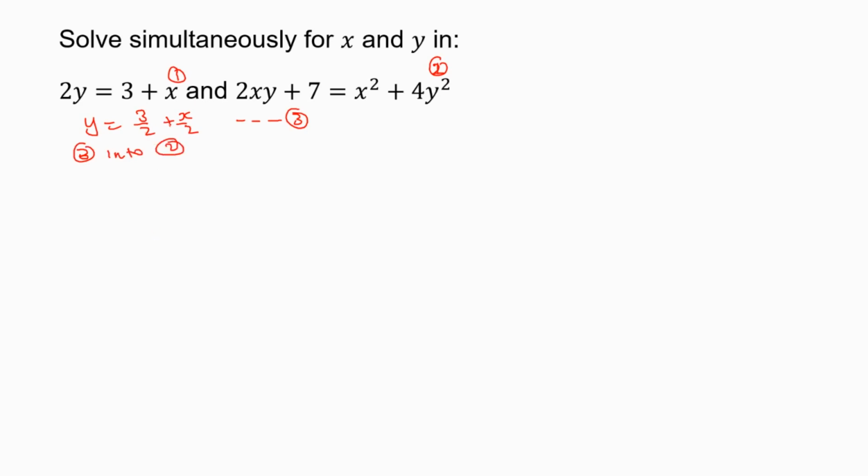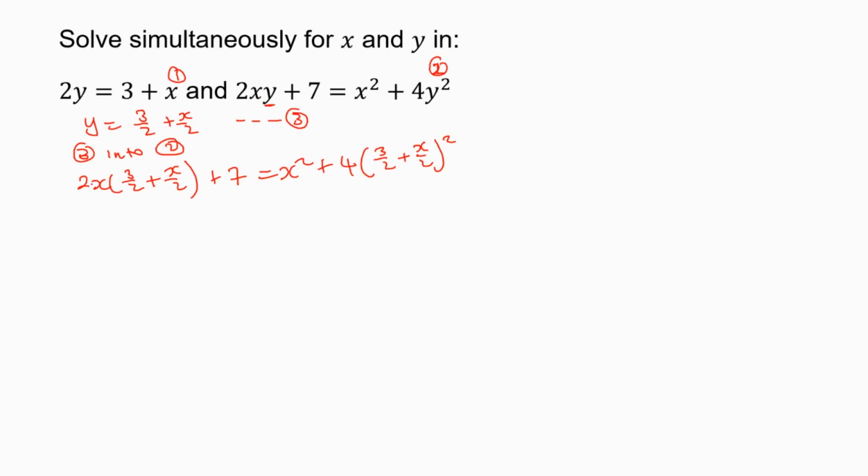So where there's y, we put this. So it's going to be 2x, we put this one, 3 over 2 plus x over 2, right? Plus 7 is equal to x squared, then plus 4, and then 3 over 2 plus x over 2 squared. Okay, now we need to expand. You can do this by the side, maybe if you think you don't understand how to multiply fractions.